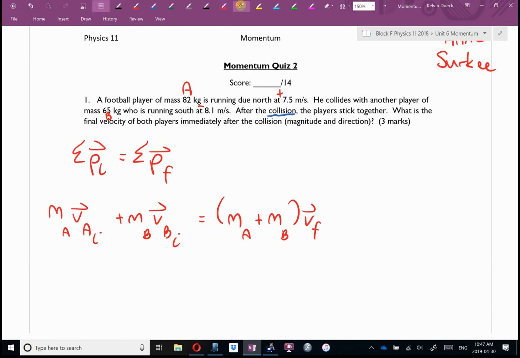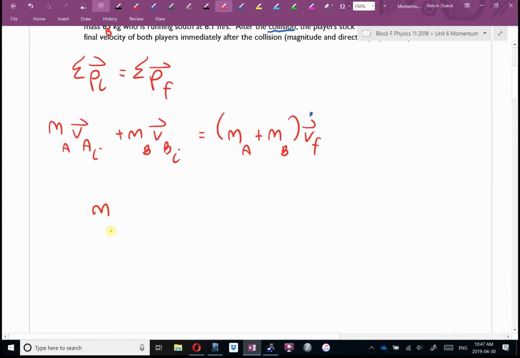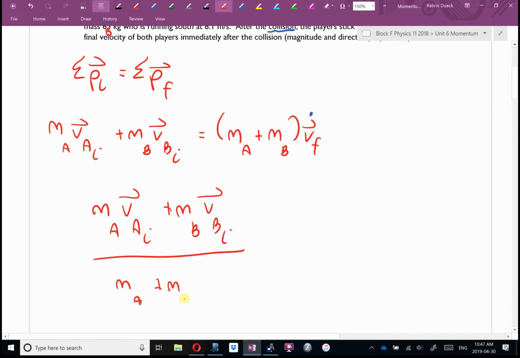Okay, they want me to get this by itself. How will I get that by itself? I'm going to divide the bracket. The left side is going to drop down like a domino. How much room? Did I give myself a whole page? Good. Mass A, VA initial, plus mass B, VB initial, divided by mass A plus mass B, and that's going to equal V final. And now I've got it to the plug and chug stage.